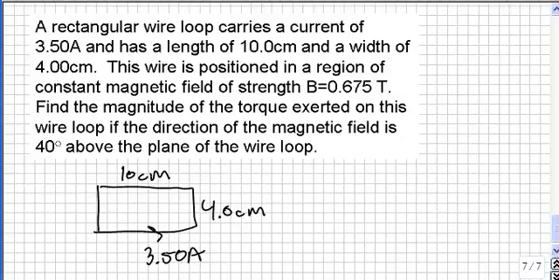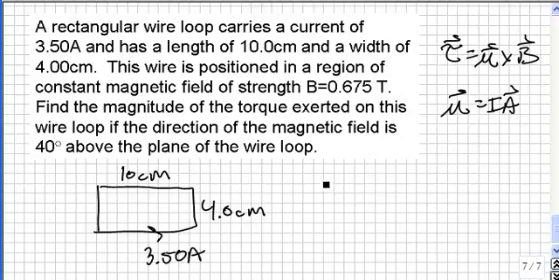Okay, so what do we need to figure out? Well, we could use the expression dF is equal to I dl cross B. But given that this is a wire loop in a uniform magnetic field, we can use the relationship that we derived in class between the torque and the magnetic field, that is tau, the torque, is equal to mu cross B, where mu is the magnetic moment, I times the area vector.